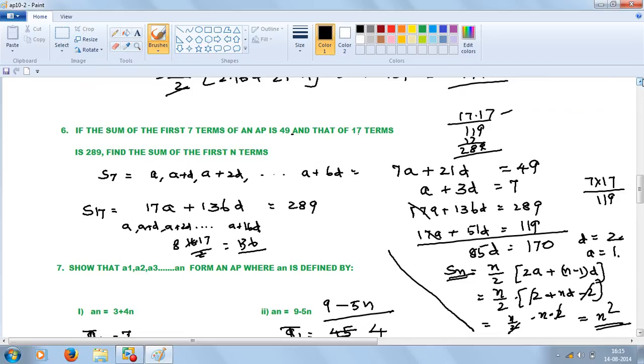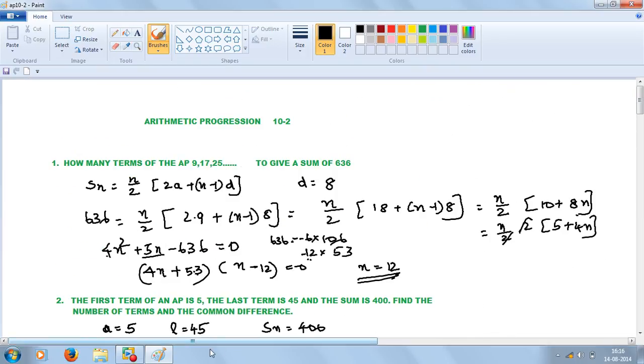So in this, one of the difficult problems is problem number 6: the sum of first 7 terms, sum of 17 terms, find the sum of first n terms. So you apply the formula without fear or favor, you add nicely, slowly, and you get the answer.